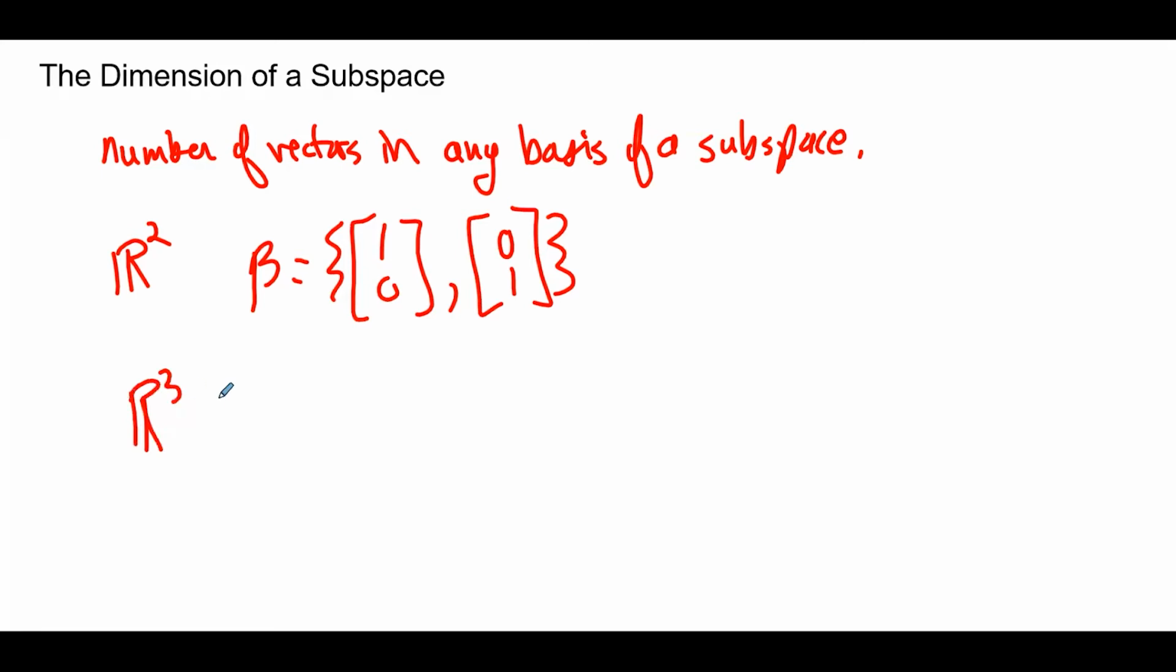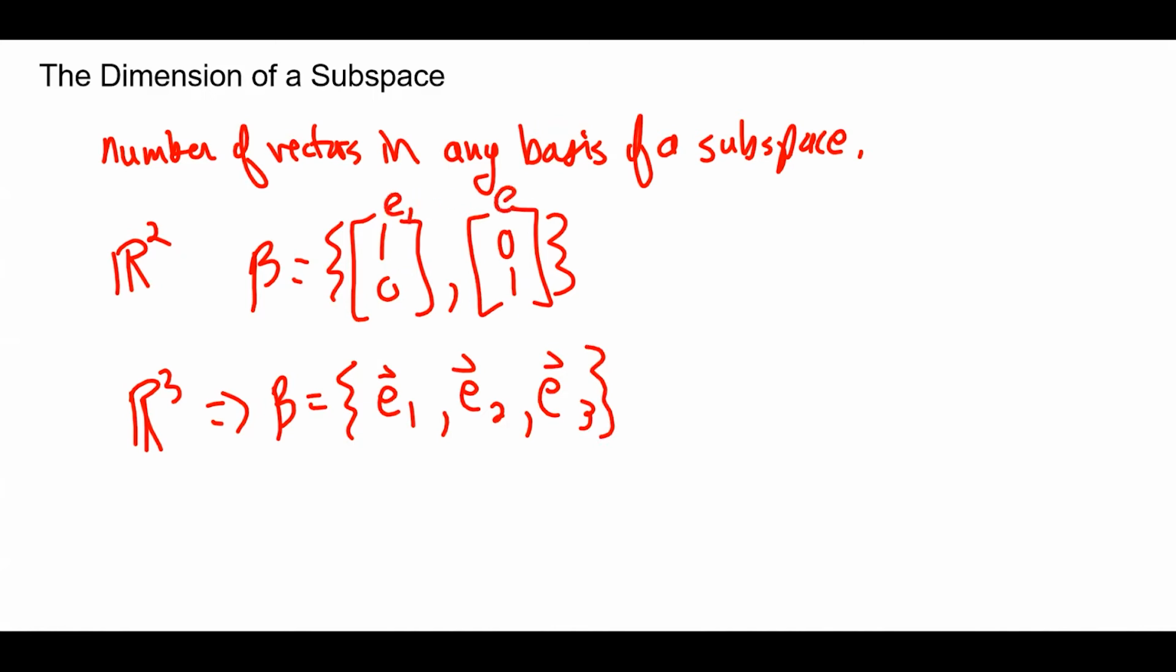And for R3, the basis would be E1, E2, and E3, right? Just like this was E1 and E2 for R2. There's three of those, so the dimension of R3 is 3. So you just need to count the number of vectors in any basis, and that'll tell you the dimension.